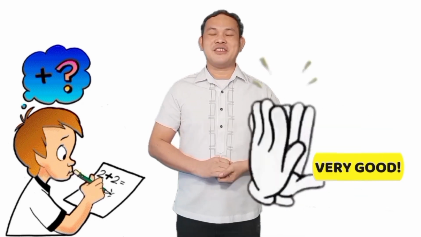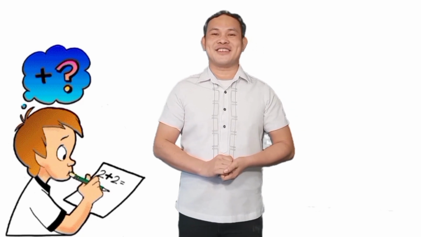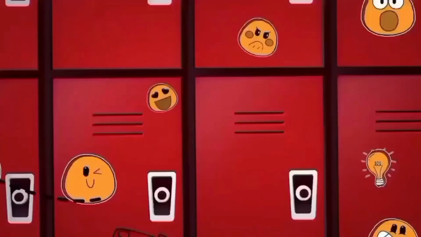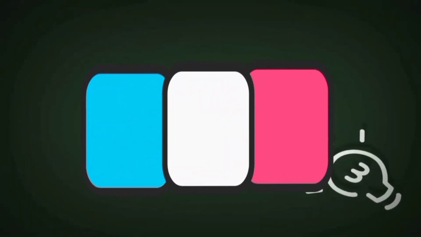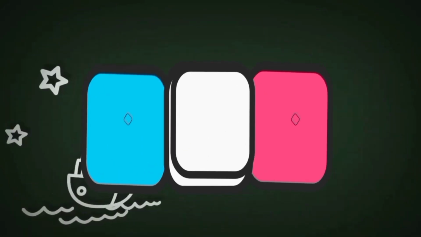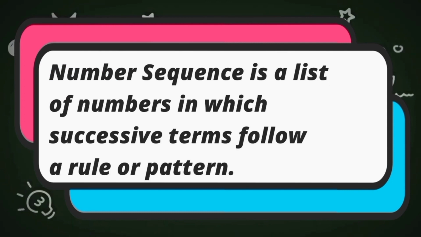Good children, we are now ready for our new lesson. Come on, let's get started. Let us learn together how to formulate the rule in finding the next sequence. But before that, let us define first what is a sequence, a number sequence, and a term. A sequence is a list of numbers or objects in a defined or logical order. For example, 1, 2, 3, 4, 5. While a number sequence is a list of numbers in which successive terms follow a rule or pattern.